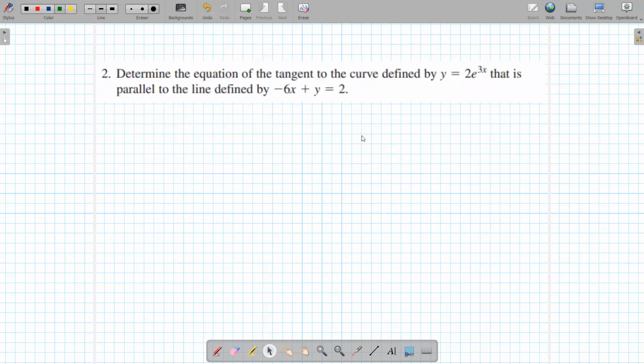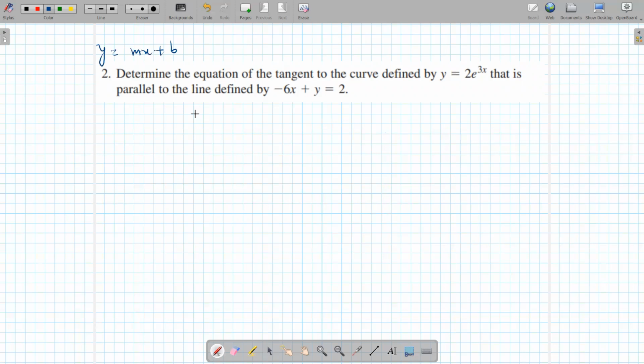It's asking you for the equation of the tangent curve. Okay. You remember how to do this? There's 3 steps. You need to find y equals mx plus b.